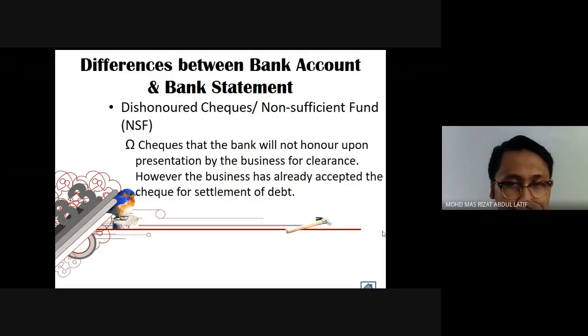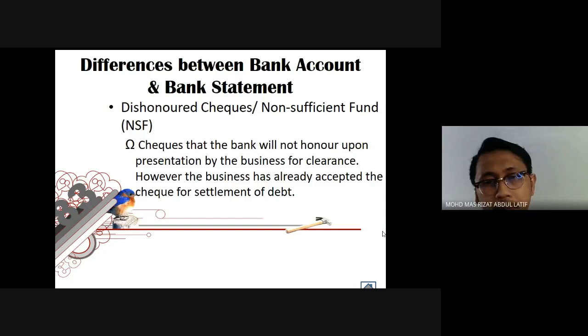Macam mana dishonored check ni boleh berlaku? Contohlah kan, kita nak bayar kepada kita punya payable. We want to pay our payable by check amounting 5,000 ringgit. Jadi kita pun tulislah check, bayar kepada payables account sekian, amounting 5,000 ringgit, dan kita bagi kita punya check kepada payable tersebut. And then payable tersebut nak tunaikan, nak clearkan cek tersebut, dia bawa lah cek tu pergi bank, nak dapat duit. Tetapi bank tolak balik.